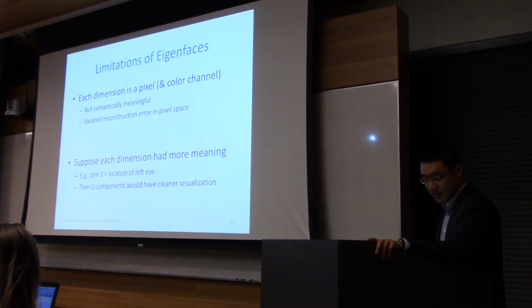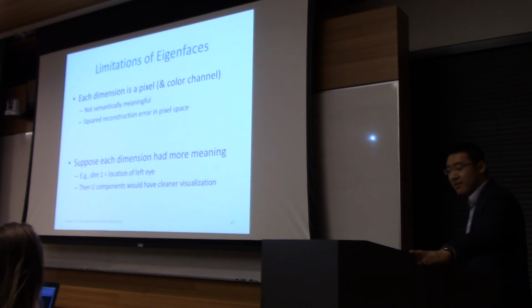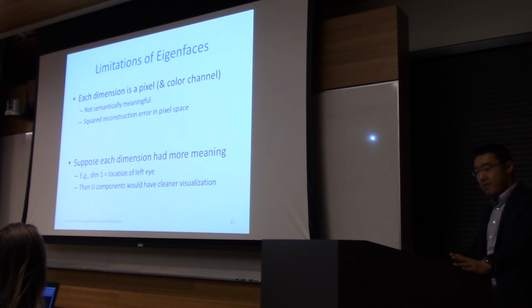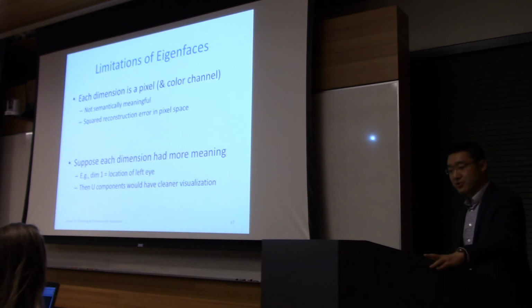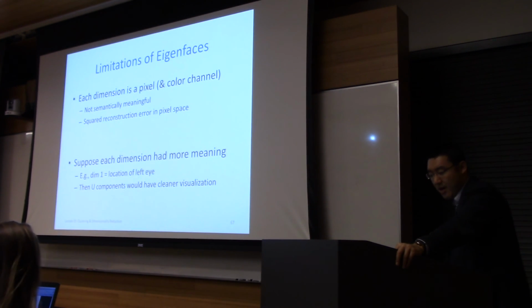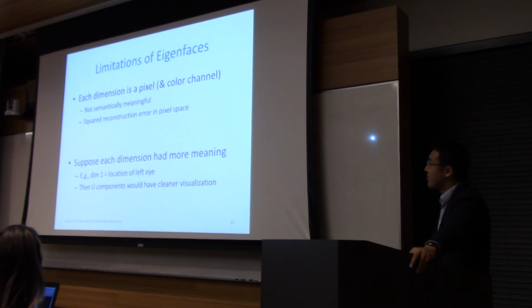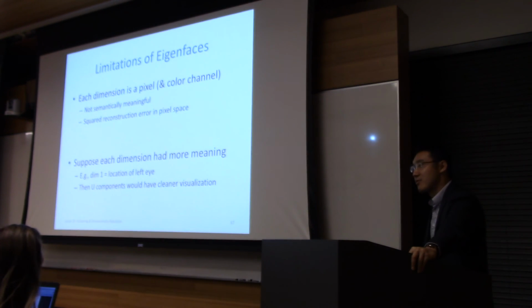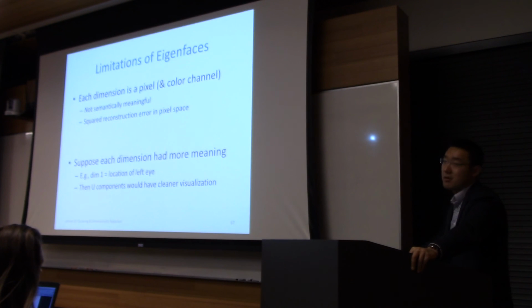All right. So what are some limitations of eigenfaces? Every dimension here is a pixel and color channel in the case of RGB pixels, and so it's not really very meaningful. And squared reconstruction error in pixel space isn't always the best way of measuring how well you're actually modeling or capturing the data.